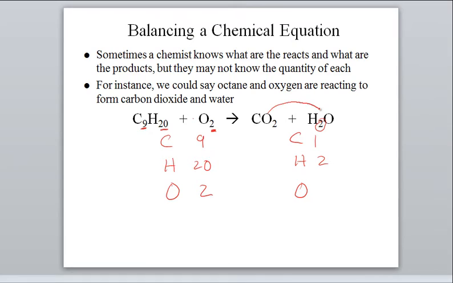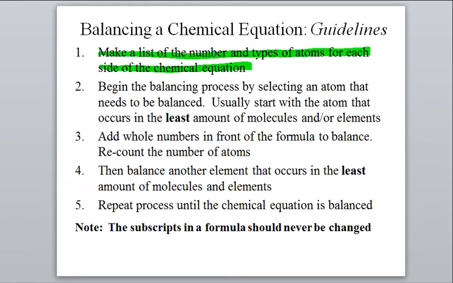Oxygen occurs in both molecules, 2 in carbon dioxide and 1 in water, so a total of 3. There's not one way you have to do this. Again, some of you may have different ways to get to the same place and you'll get the right answer. But usually when you start looking at the atoms, start with the atom that occurs in the least number of molecules. We'll see in just a second, that'll make it a little bit easier.